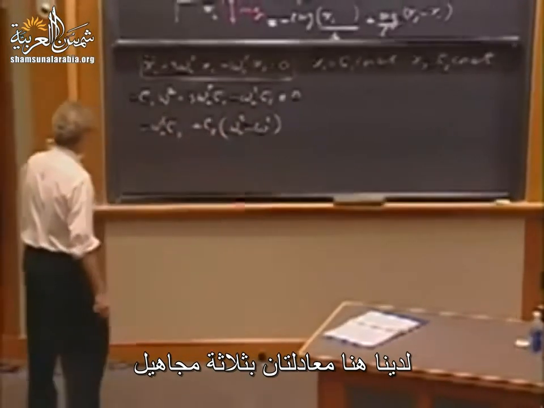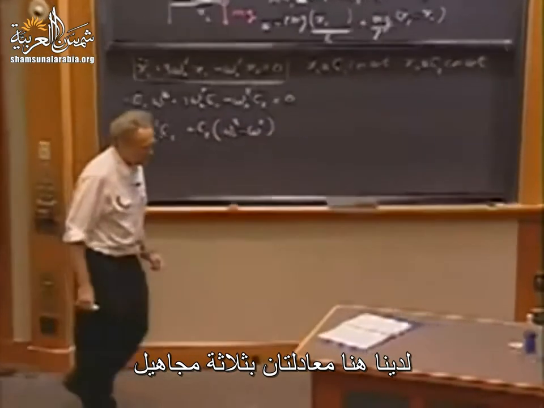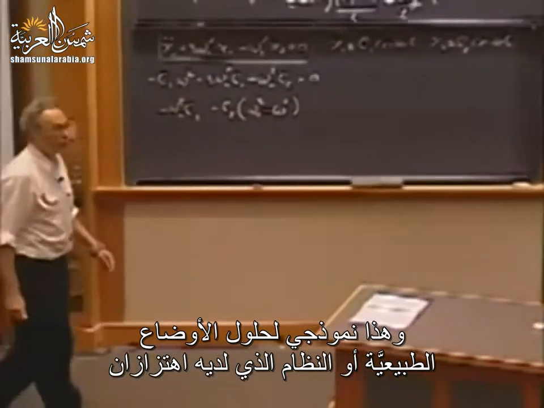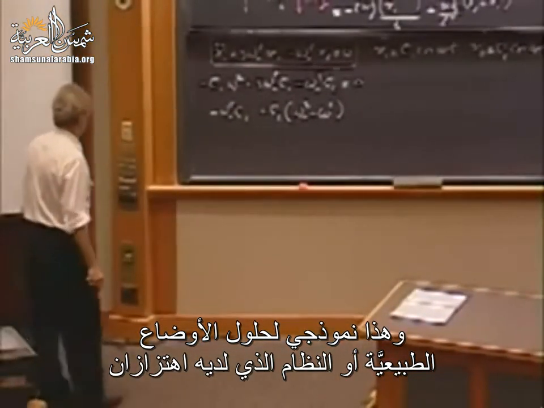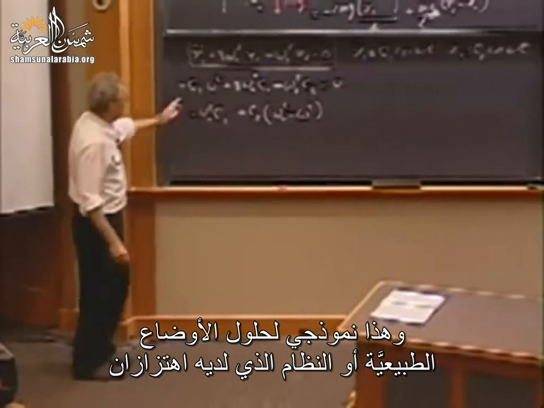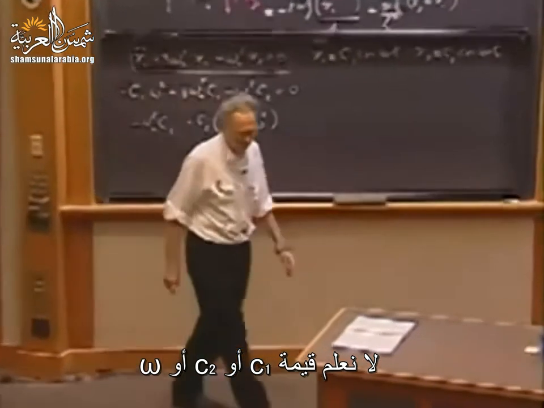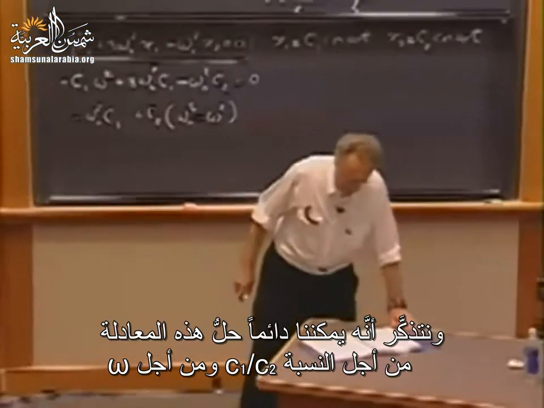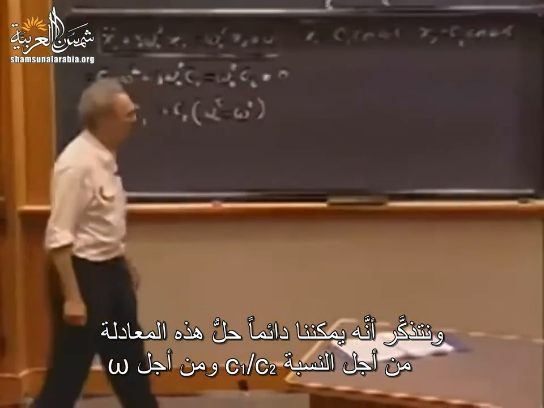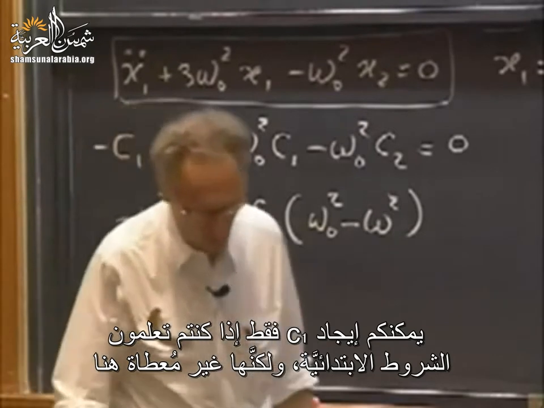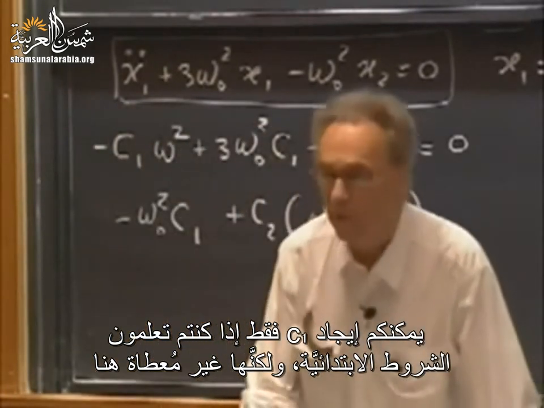So now we have here two equations with 3 unknowns. That is typical for normal mode solutions of a system with 2 oscillators. We don't know C1, we don't know C2, and we do not know omega. And so we remember from last time that you can always solve for the ratio C1 over C2, and you can solve for omega. You can only find C1 if you also know the initial conditions, which I have not given.